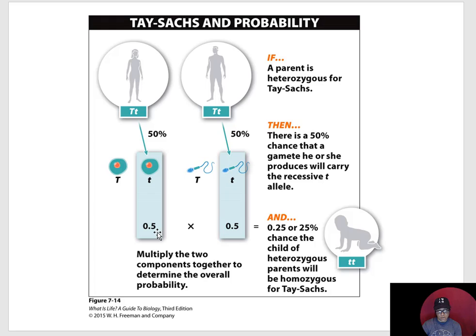And so here we can do our multiplication again, right? So there's a 50% chance that a gamete that he or she produces will carry the recessive allele. Now we multiply the 2 components together, so 0.5 times 0.5 to determine the overall probability, and we end up with a 0.25 or 25% chance that the child of these 2 heterozygous parents will be homozygous for Tay-Sachs, okay? And again, you can work that out in the Punnett square, but this is a mathematical way of looking at the same thing, okay?